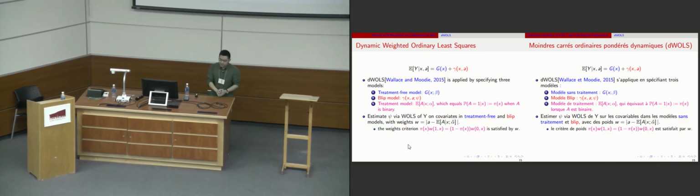On the practical side, we rely on the no unmeasured confounding assumption. That's for the identifiability formula. We need all the confounders, so there are a lot of assumptions behind this. Yeah, those are some boundaries.